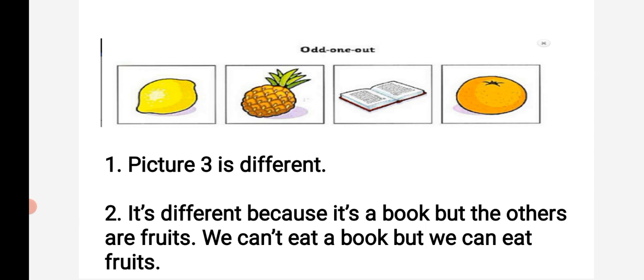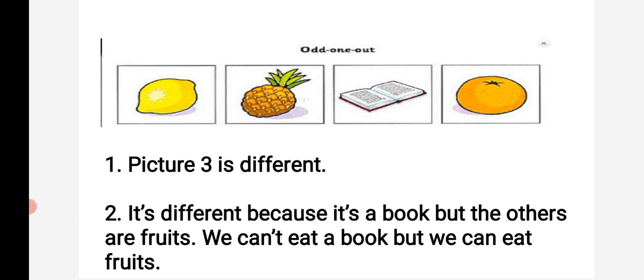So if you pay attention to all the pictures, I'd say picture 3 is different. The first question that the child needs to answer is which is odd or which is different. The lemon is picture 1, the pineapple is 2, the open book is 3, the orange is 4. So first the child needs to state which one is odd: picture 3 is different, or picture 3 is odd. Why is it odd? This is where the ability to express himself or herself in basic English is required. It's different because it's a book, but the others are fruits. And this first sentence is enough to score your child a good mark.